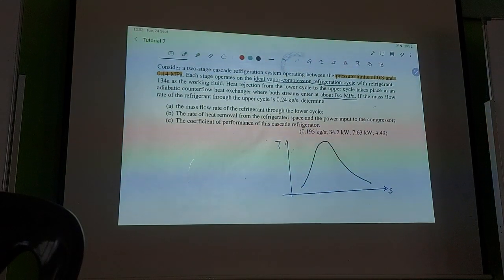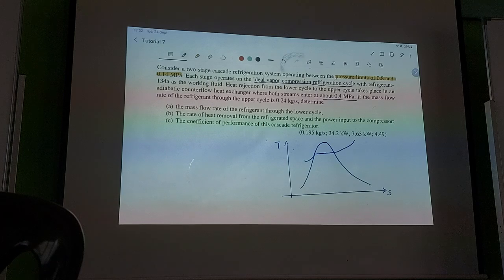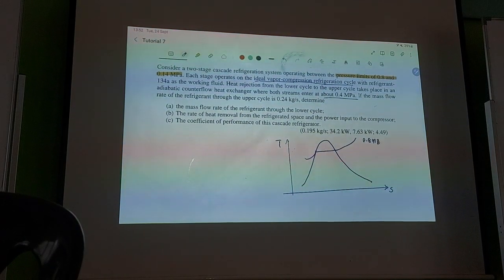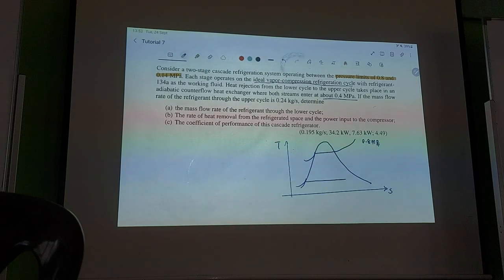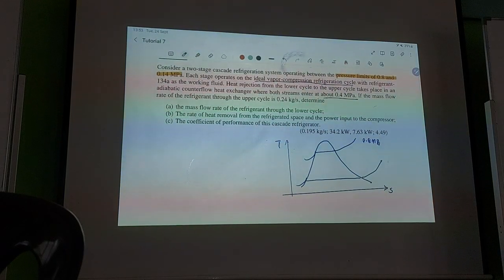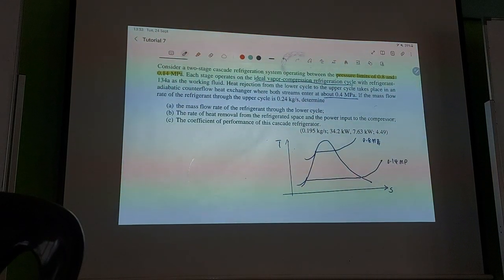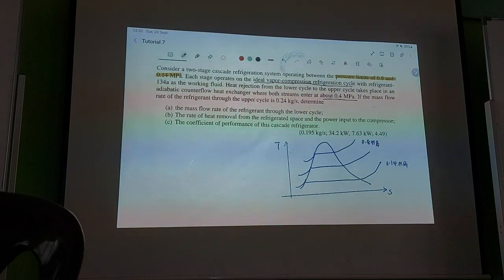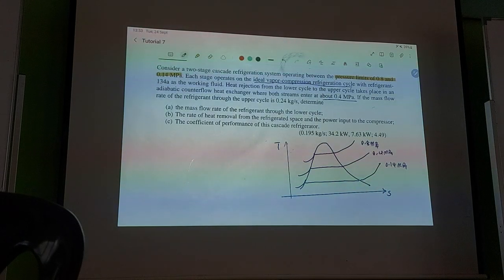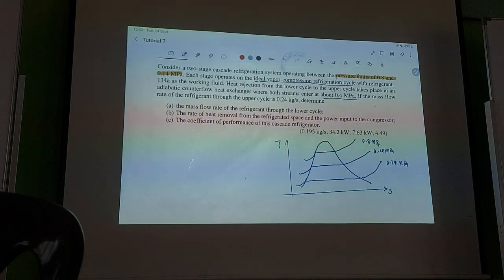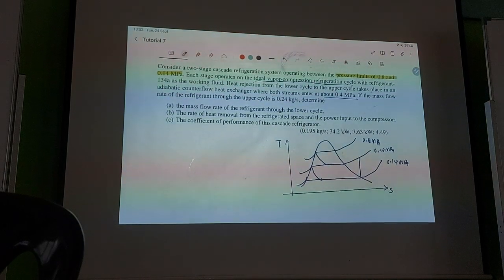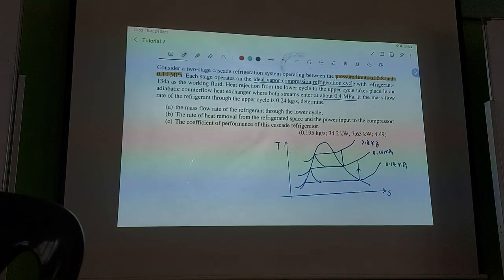Then you actually have 3 pressure levels. The highest will be 0.8 megapascal, the lowest 0.14 megapascal. Then you have an intermediate one, which is about 0.4. So you have 2 ideal cycles. It's just ideal cycles, and you just connect them. That's all.